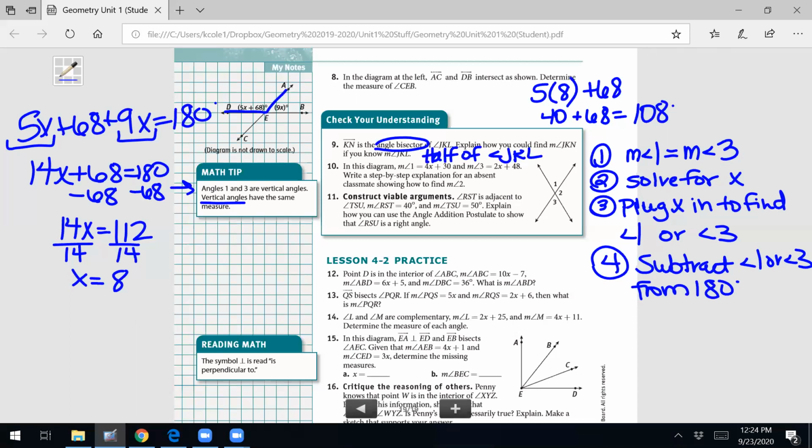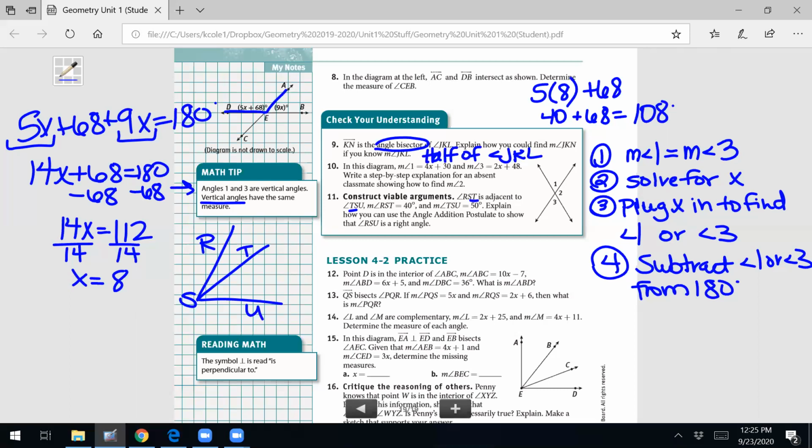Number 11. 11 says that angle RST is adjacent to TSU. What do they have in common? Which ray? They have ST in common. You see how they both have that? ST, TS, they share that. So like if I was going to sketch that out, I would have R, S, T, T, S, U. Okay, and that's just a sketch, just a rough sketch.